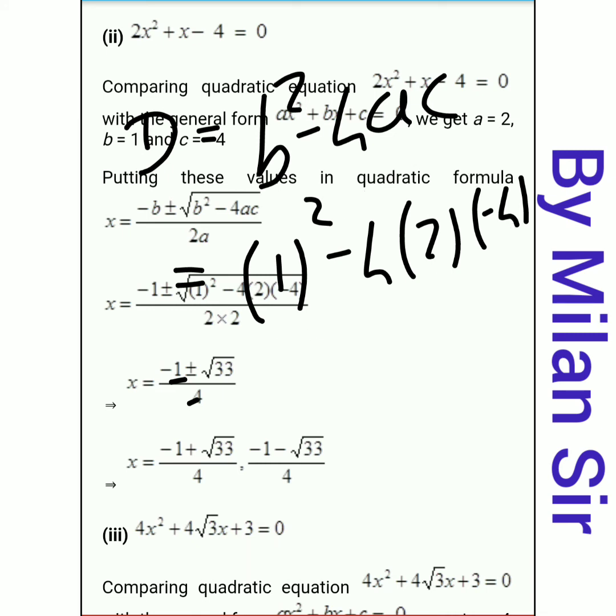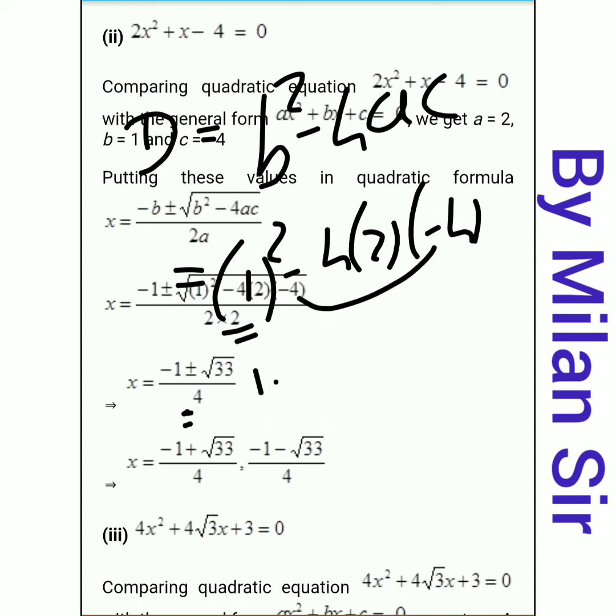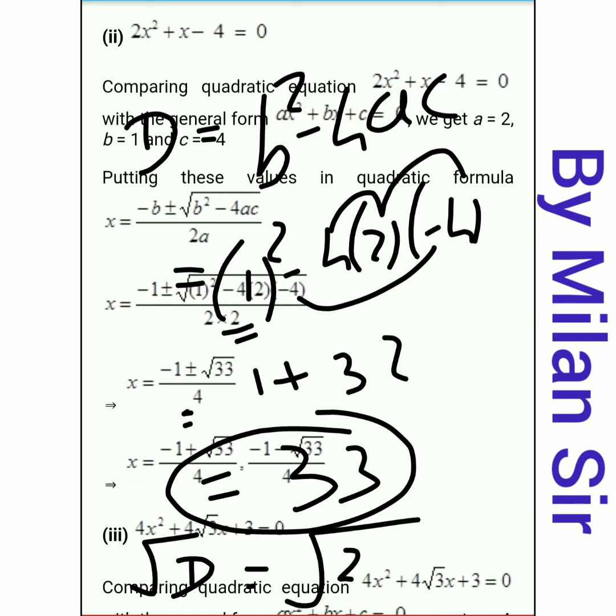d is equal to b square minus 4ac, right? So we need to put the value of a, b and c. So b is 1, then 4, a is equal to 2, c is equal to minus 4. Okay, then 1 square is 1, here minus minus plus 4 twos are 8, 8 fours are 32. So 32 plus 1 is 33. Okay, now we want under root d, right? So we need to take the square root of 33, it is under root 33. So under root d is equal to under root 33.